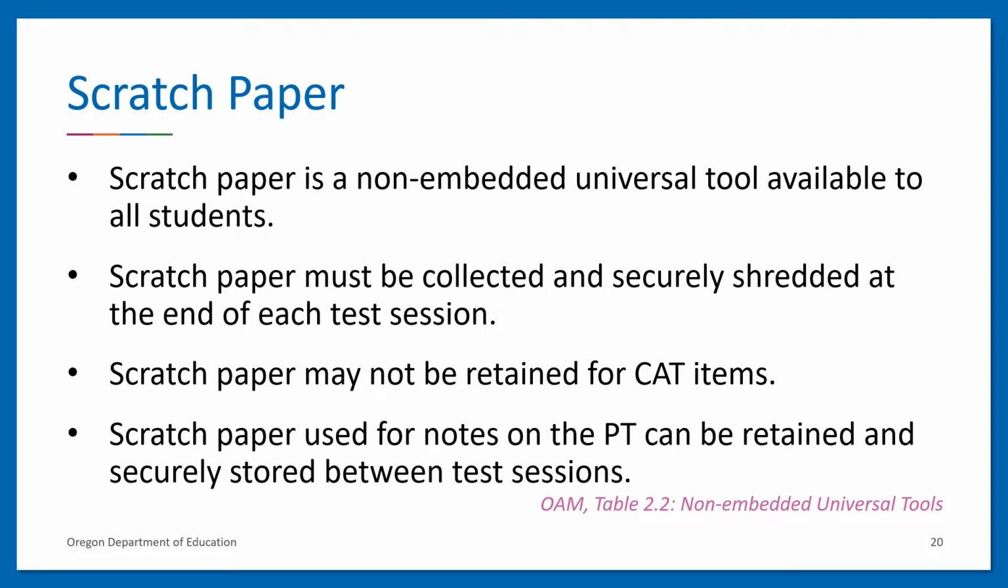Scratch paper is one example of a non-embedded universal tool available to all students. Scratch paper may be securely retained between testing sessions for the performance task, but it may not be retained for the CAT. If retained between test sessions, test administrators must direct students to write their names or some appropriate identifying information on their scratch paper and then collect and inventory each sheet at the end of each test session.